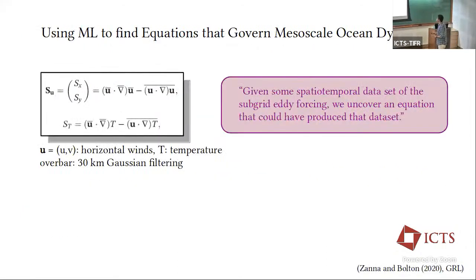So the idea behind this paper, to quote them, is: given some spatiotemporal data set of subgrid scale eddy forcing, can you actually uncover the equation that could have produced the data set? So given data, you're approximating the closed form of the equations that could have produced that eddy momentum flux or eddy heat flux.